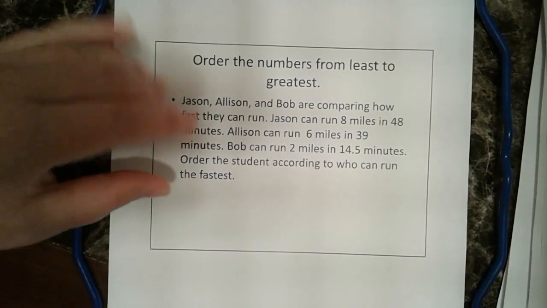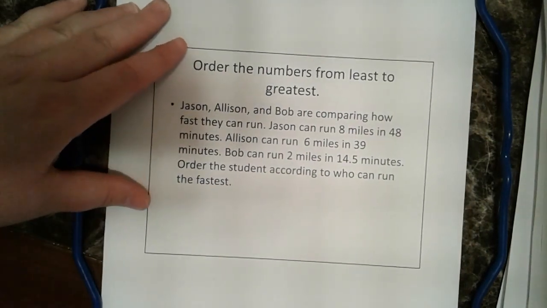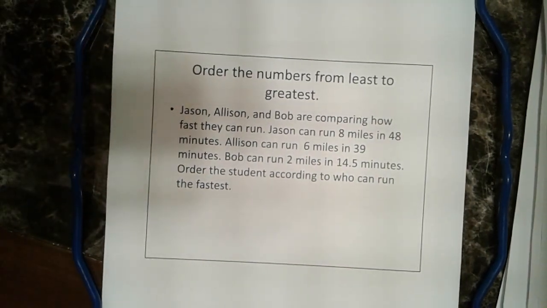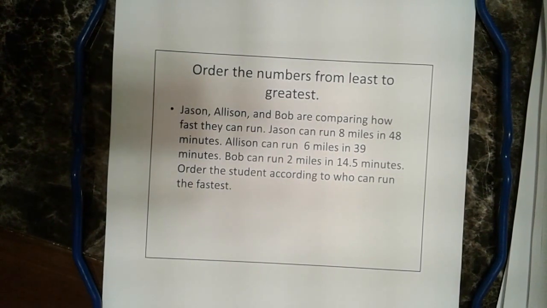Alright, last problem. Jason, Allison, and Bob are comparing how fast they run. Jason runs 8 miles in 48 minutes. Allison runs 6 miles in 39 minutes. Bob runs 2 miles in 14.5 minutes. Order the students according to how they run the fastest.